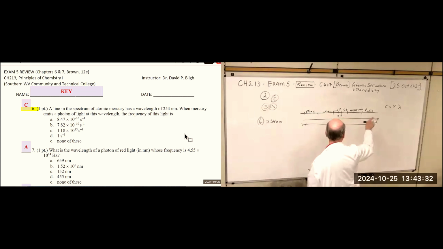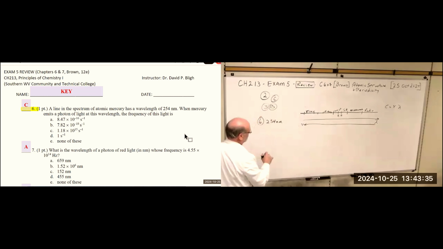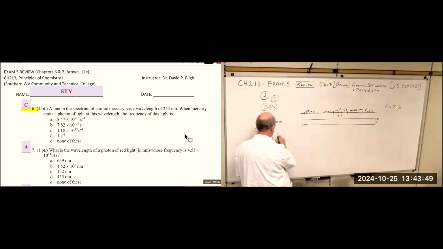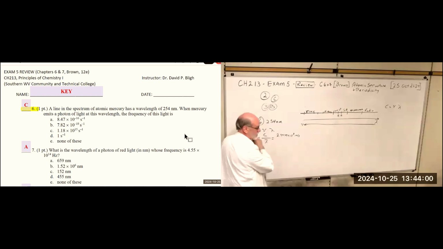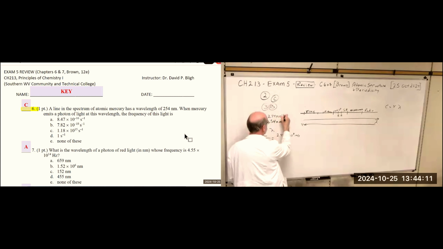Right, so all we need to do is use that formula. Right? If C equals frequency times wavelength, then frequency equals C divided by wavelength. Remember what the speed of light is? 2.9979 times 10 to the 8 meters per second. These have to be in SI units. That's not SI units. Right? Nanometers. What's a nano? 10 to the minus 9th. So it's 254 times 10 to the minus 9th meters.